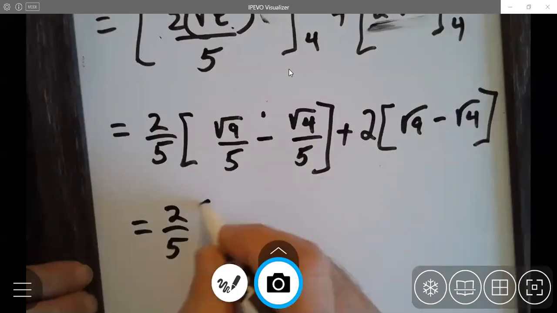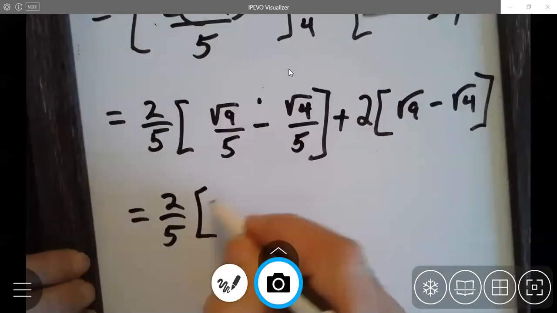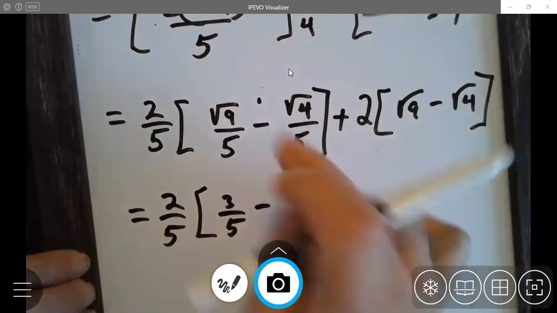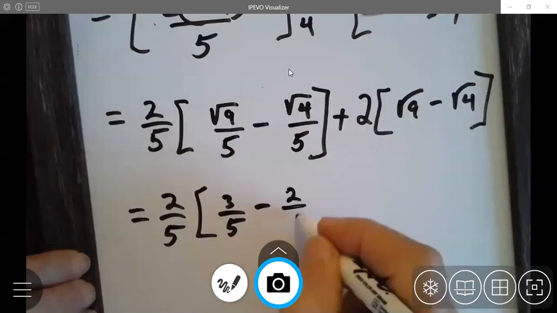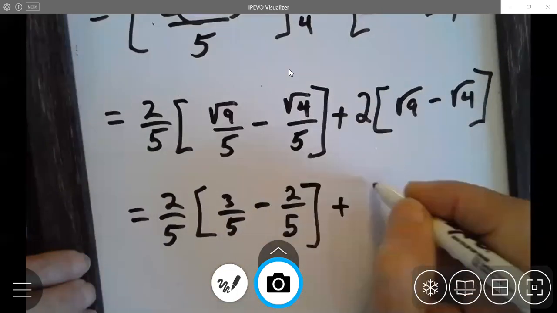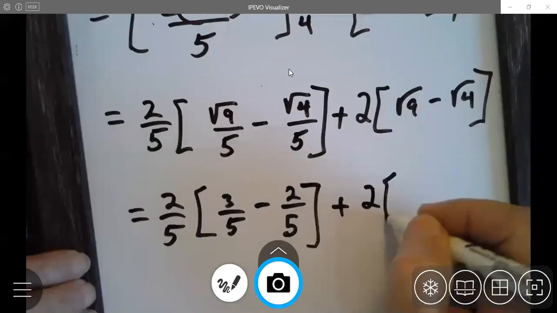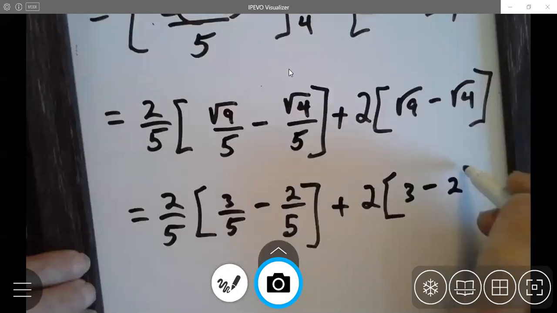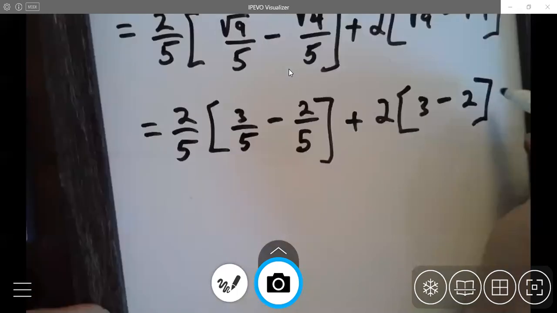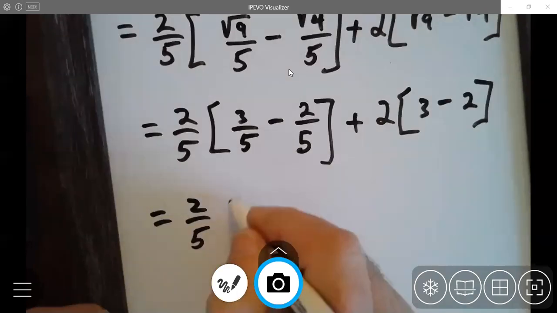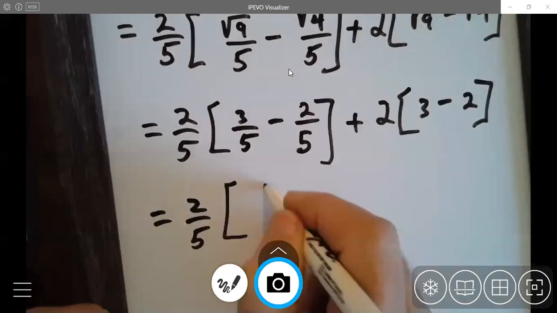Okay, and so we get 2 over 5. Well, the square root of 9, that's 3, right? So that's 3 over 5. And the square root of 4, that's 2. So that'll be 2 over 5. And then here we have this 2 outside here. Square root of 9 is 3. Square root of 4 is 2. And so this would be 2 over 5, and then 3 minus 2, that's 1 over 5.